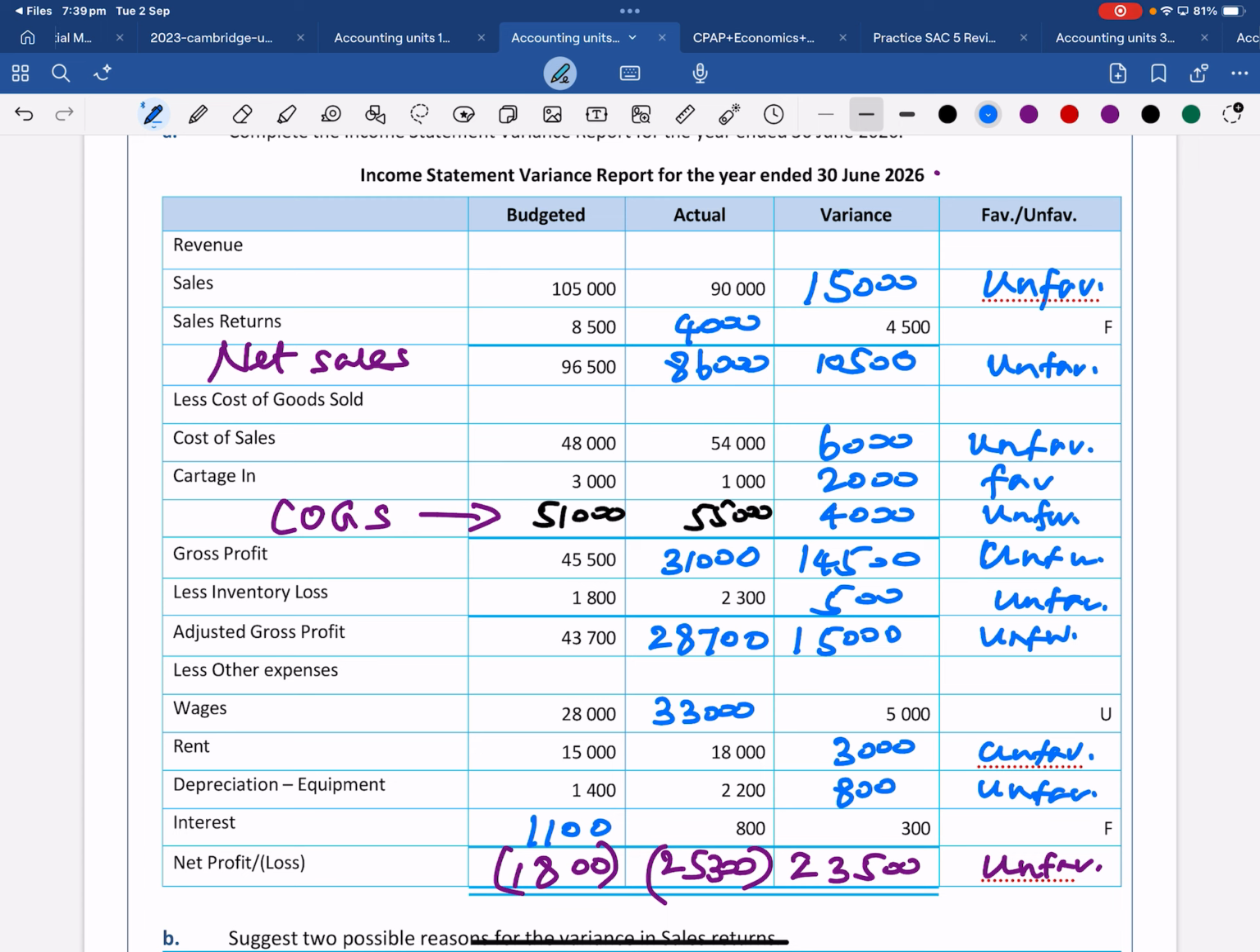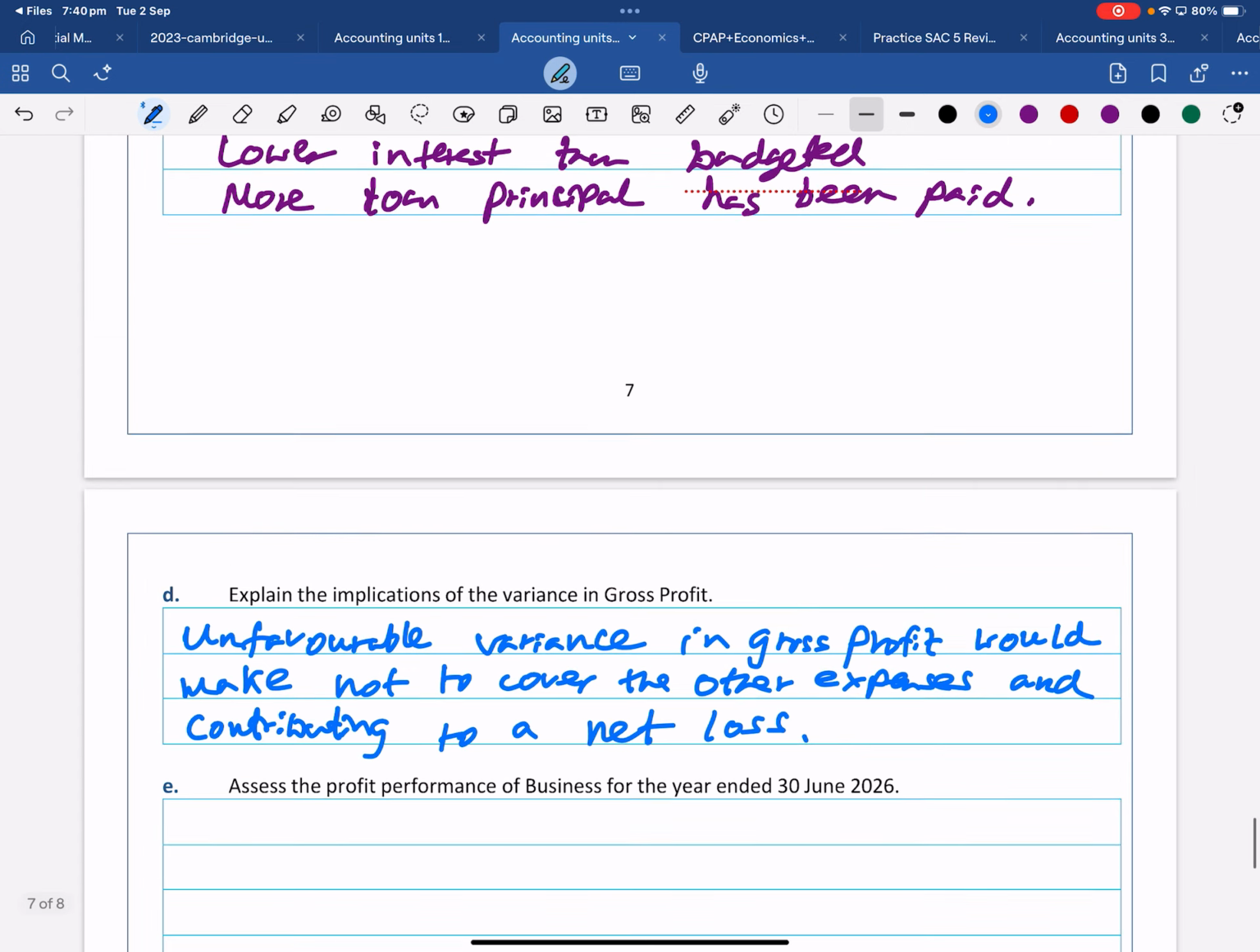Look at the net loss. It is more than 25%, more than a quarter of the sales. They are losing a quarter of the sales. What a business.